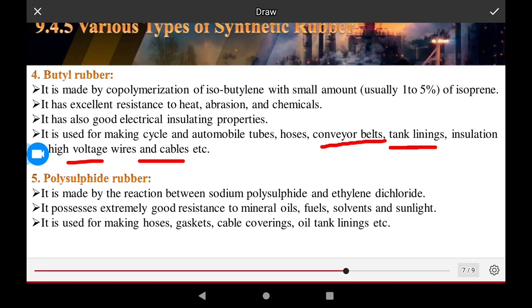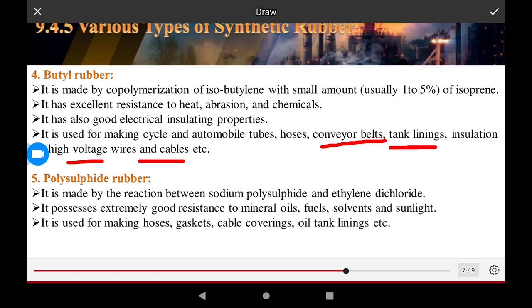Polysulfide rubber is made from sodium polysulfide and ethylene dichloride. The chemical reaction between sodium polysulfide and ethylene dichloride generates polysulfide rubber. Now the properties of polysulfide rubber.